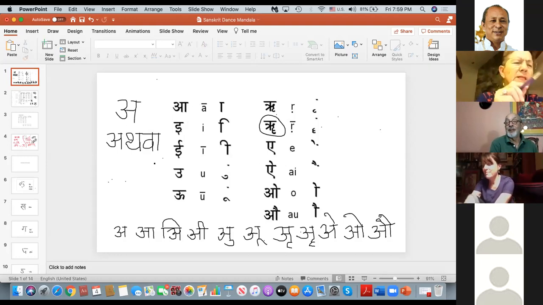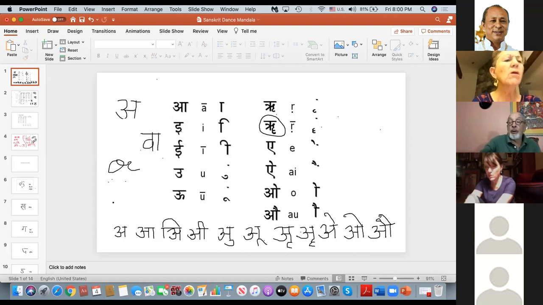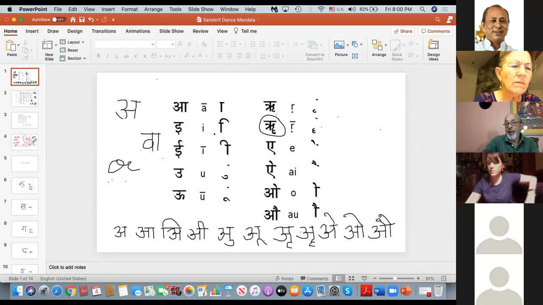I'm sorry, I missed the definition of this word. What does this word mean? Atava means or. O-R. Okay. So Gajaha atava narahaha means an elephant or a man.